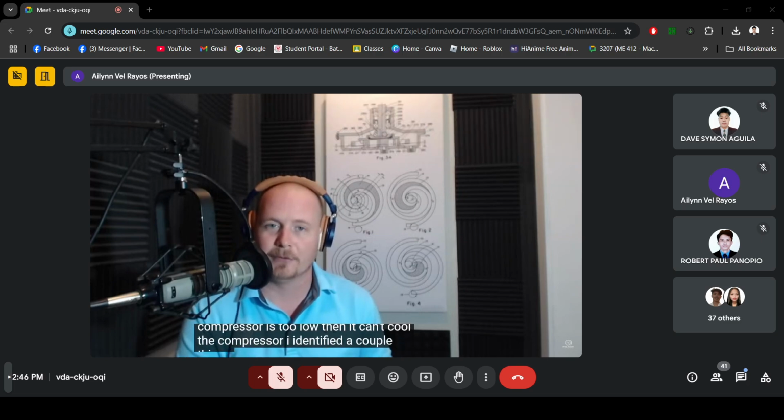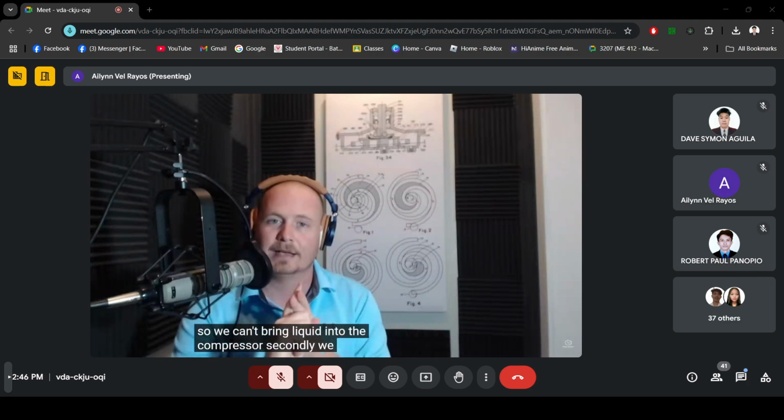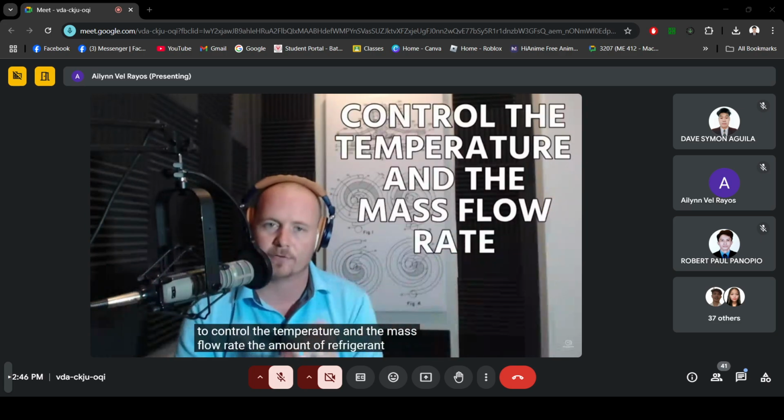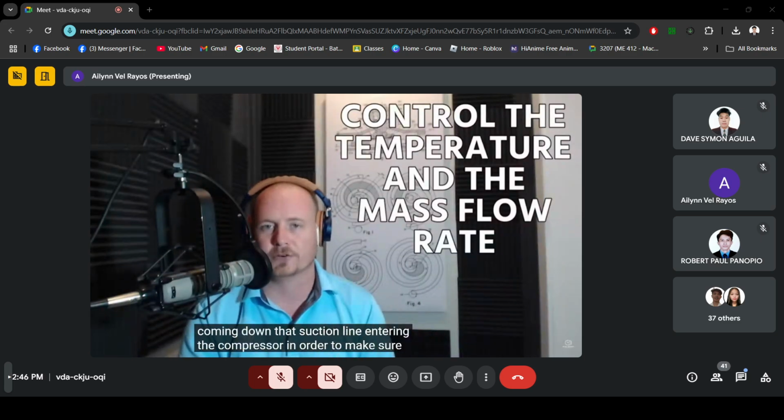I identified a couple things here. First, compressors pump vapor, so we can't bring liquid into the compressor. Secondly, we have to make sure to control the temperature and the mass flow rate, the amount of refrigerant coming down that suction line, entering the compressor, in order to make sure that it stays cool.